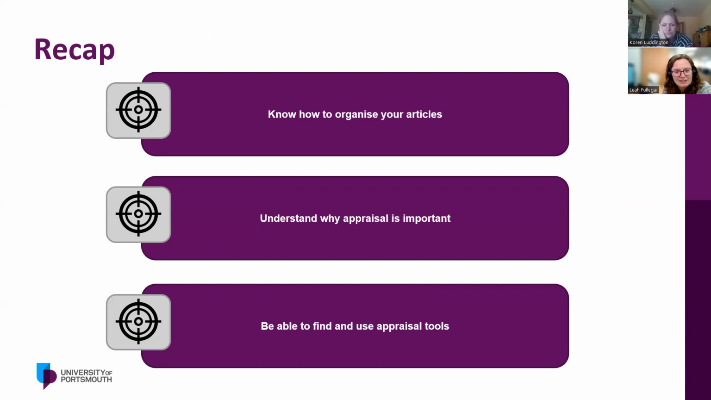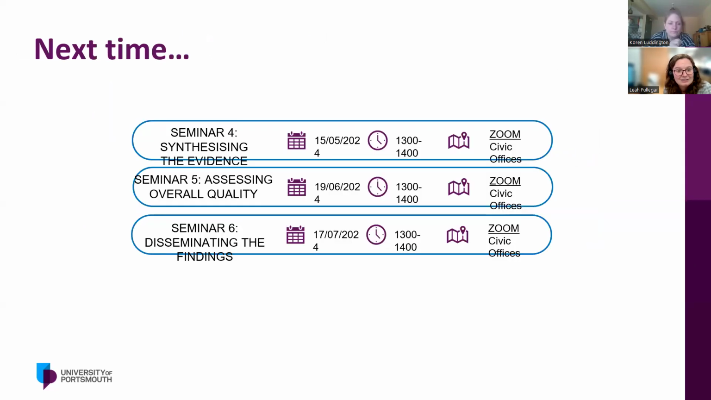So what we've done today is we've had a quick overview of how you can organise your articles to review them. We've had a quick talk about why appraisal is important, and you should now be able to find and use some of the appraisal tools, or have a go at applying them to some academic articles. So our next session will be on the 15th of May, and this is where we'll start talking about how we analyse our findings, how we analyse the studies we've got, and how we get those together and synthesize that into overall themes and findings.